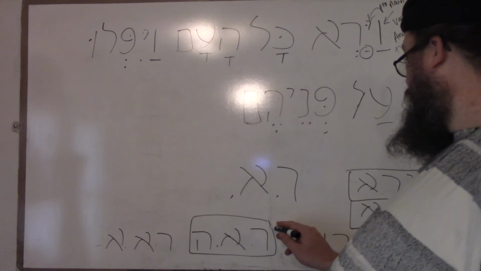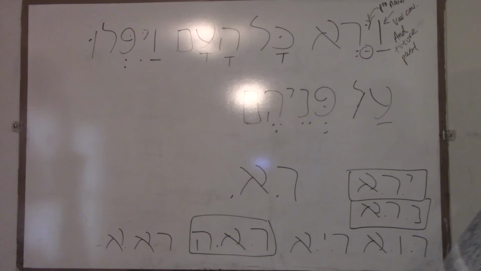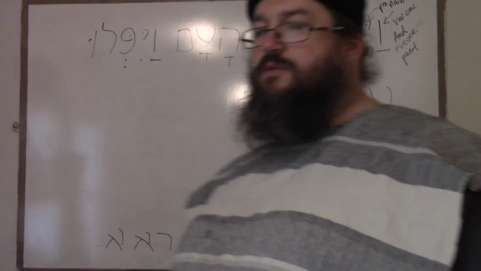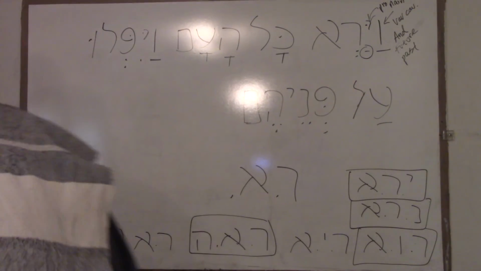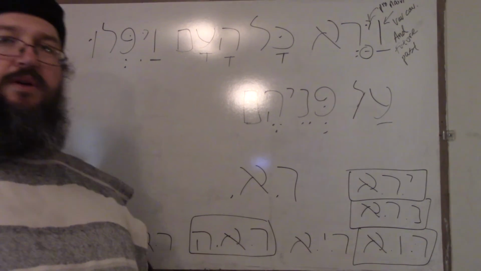And number three, it could definitely be a weak hey. And of course, here it could be the vav or the yud, which is typically what we see at times when we're dealing with verbs. Typically the vav we would find. So you have four basic possibilities of looking at.